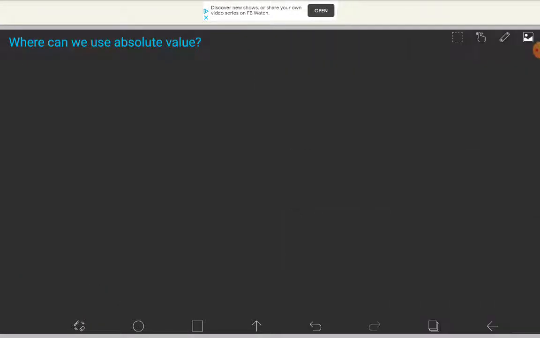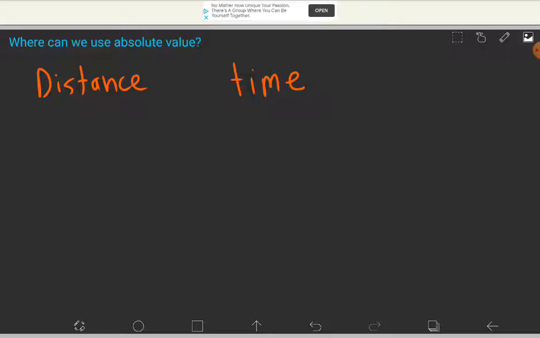Okay, so what are the applications of absolute value? Where can we use it? So the biggest examples we can use it are distance and time. So I think it makes sense to say that we can't have a negative distance and we can't have a negative time. So you can't be walking -5 feet to your house. You can only be walking 5 feet to your house. And the same thing with time. You can't run -5 seconds, but you can run for 5 seconds.